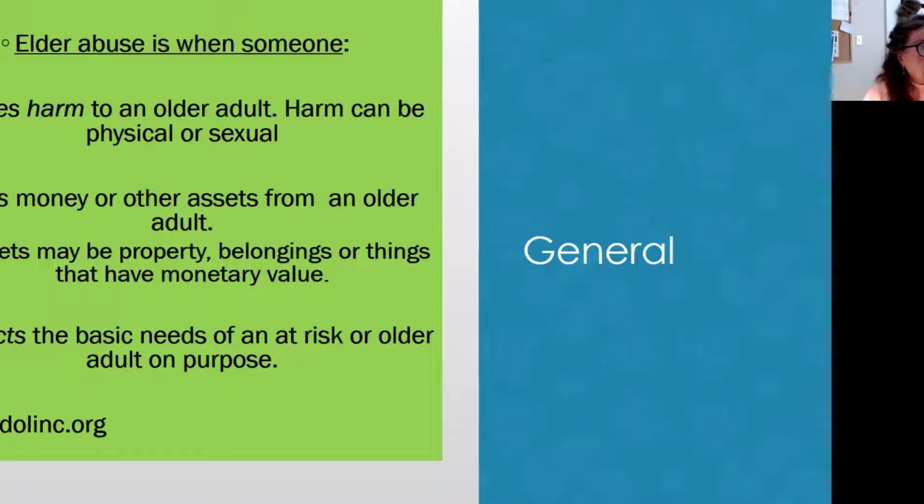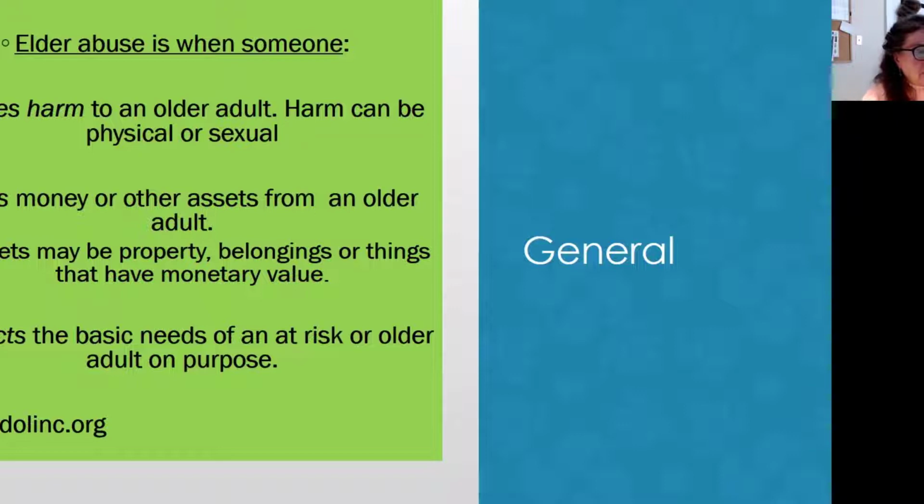And so back to what is elder abuse is that it causes harm. Generally, harm can be physical or sexual, or takes money or assets from an older adult. This could be property, belongings, anything that has monetary value. We've had collections, for instance, that were pretty valuable, taken by family members and sold, and the elder was not part of that decision tree. That's an example of monetary value.